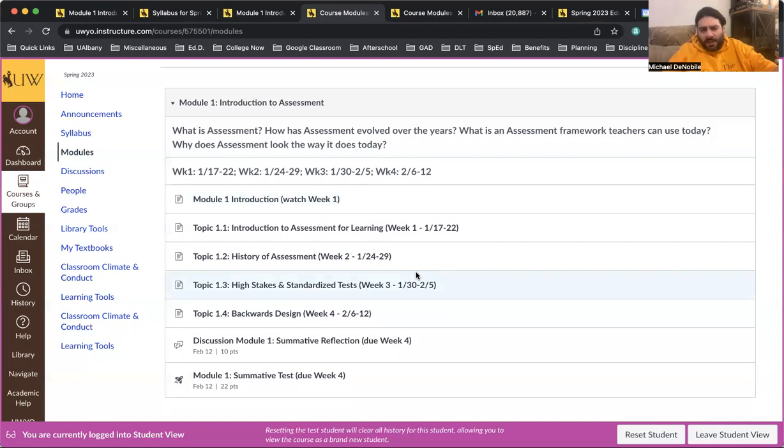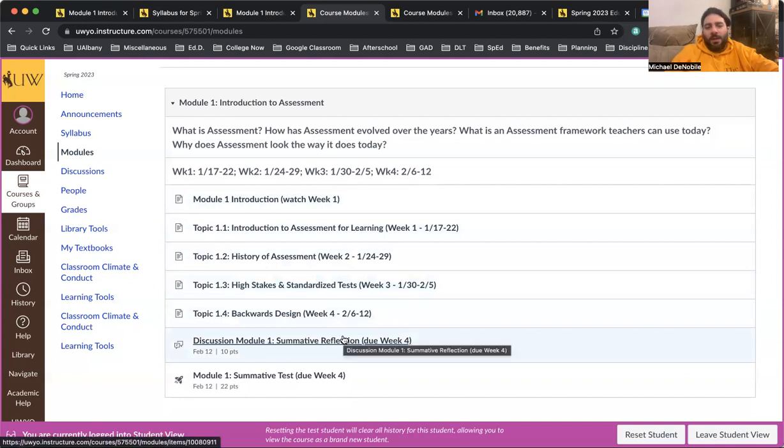I gave you a little calendar of what to look for, and I've labeled each part of the topics within the module so you know how it's going to look. So week 1 is going to be this first week, January 17th to the 22nd. Week 2 will run January 24th to the 29th. Week 3, January 30th to February 5th. And week 4 is February 6th through the 12th. So as you can see, you are currently watching the Module 1 introduction here in week 1.